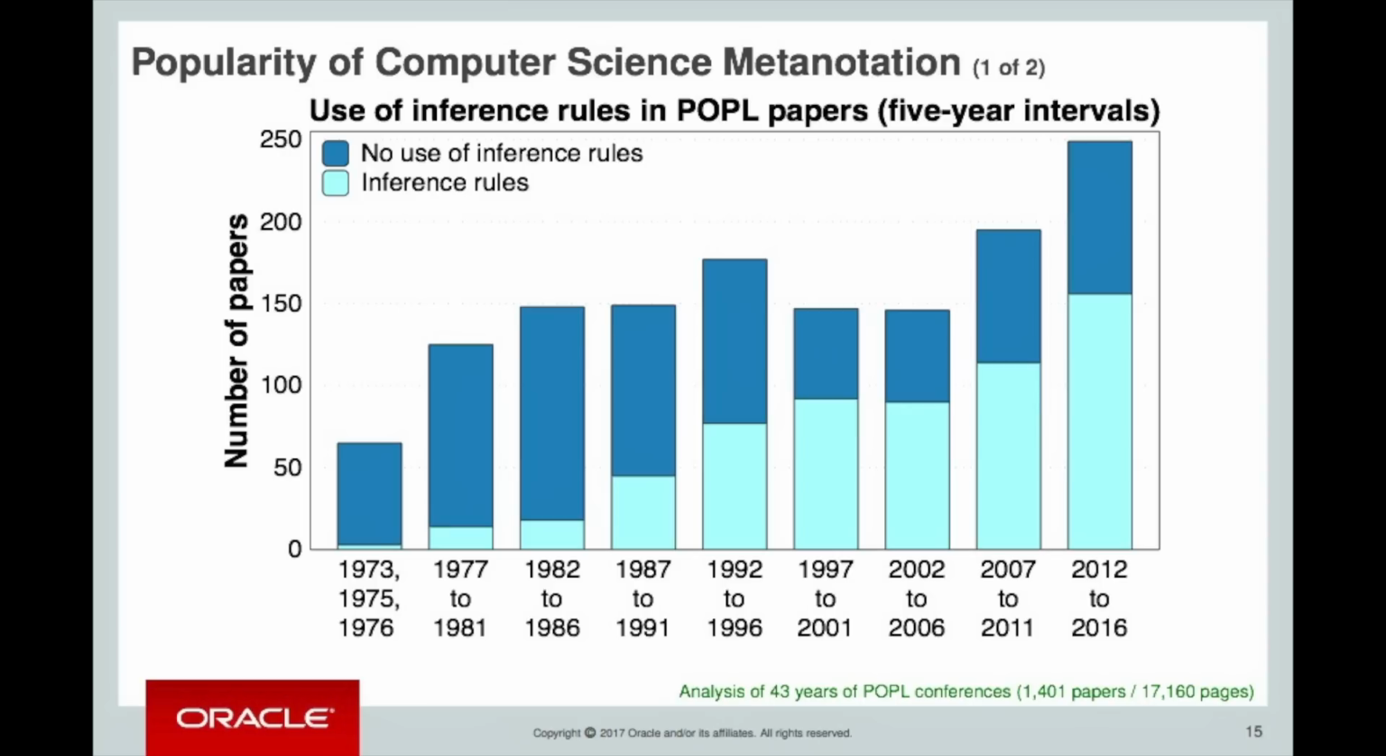This summarizes the results for the use of inference rules. I've aggregated the data into 5-year intervals going backwards. So each bar represents 5 years worth of conference papers. The total height of the bar indicates the number of conference papers, and the light part of the bar at the bottom indicates the number of papers that were using inference rules. And as you can see, for the last almost 25 years, over half of all POPL papers have used computer science metanotation. And I dare say that no other programming language can make that claim.